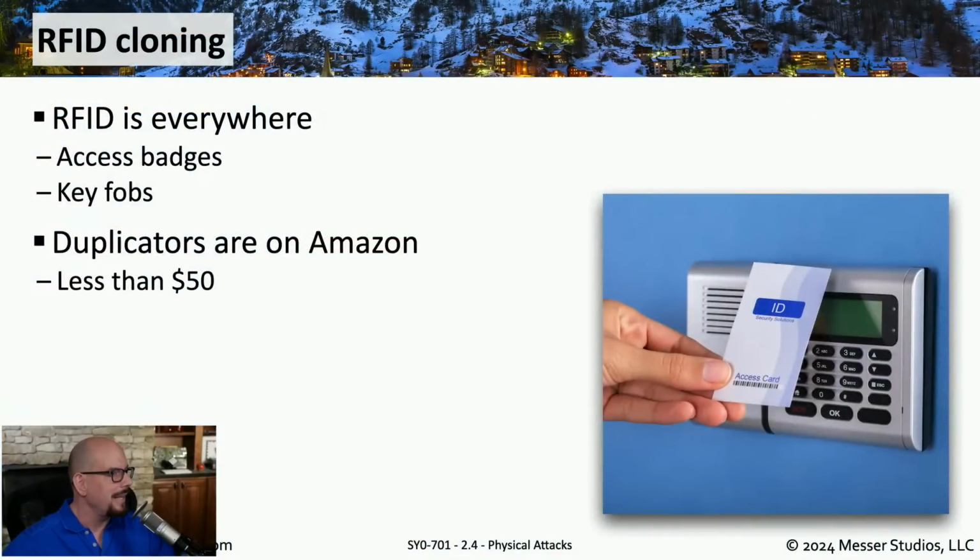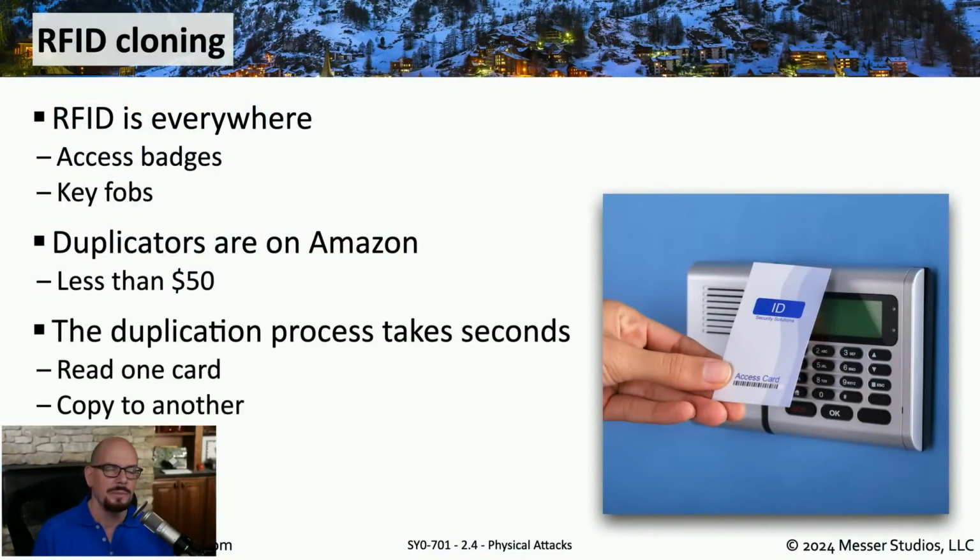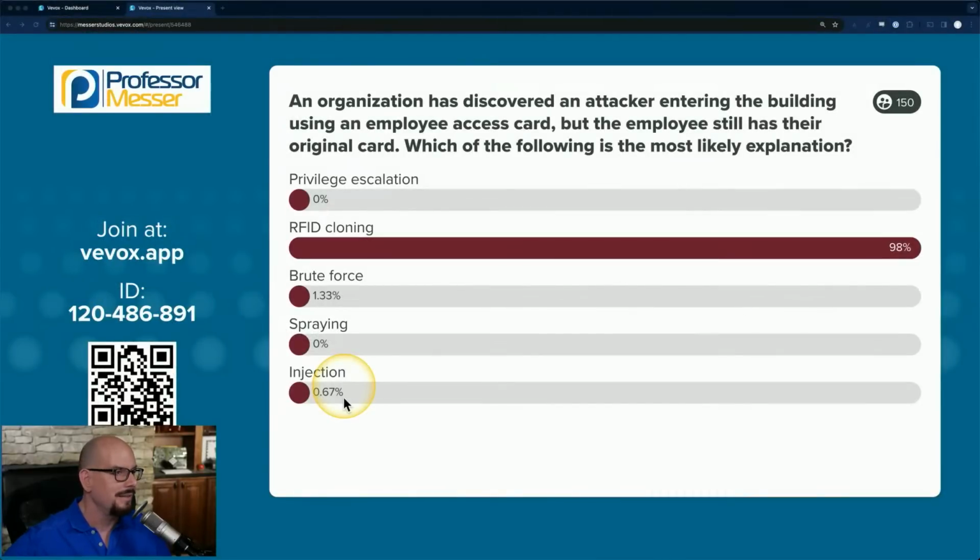It is a very easy way to do this. There are duplicators everywhere. You can get some on Amazon for less than $50. They are standalone devices that you can purchase now for about $120 US, where you can clone through this portable device that you can take with you. It can also create a lot of problems. But in this case, RFID cloning was absolutely the correct answer.